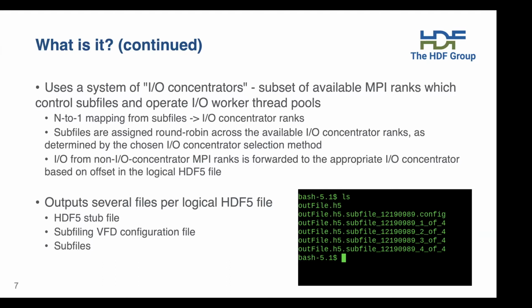And then I/O from the different MPI ranks is forwarded to the appropriate I/O concentrator based on the offset in the logical HDF5 file that they're doing I/O on. And so the VFD outputs several different files for a logical HDF5 file. There's this stub file, which looks like just a regular HDF5 file. There's a configuration file that it outputs and uses, and then there's all the subfiles it creates, which is shown in this little picture to the right.